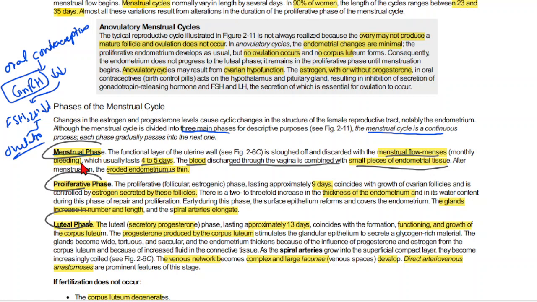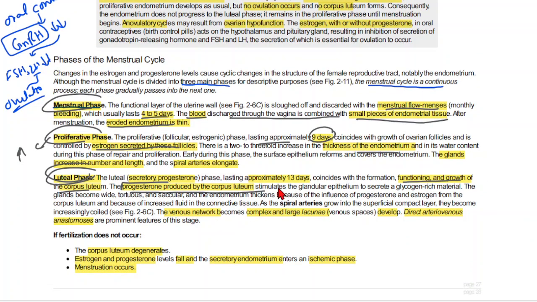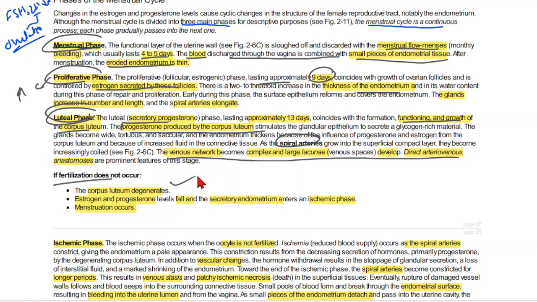Now the proliferative phase. Estrogen is secreted by the follicle at approximately 9 days, and the endometrium becomes thickened. The proliferative phase is the thickening of the endometrium. Luteal phase: function and growth of the corpus luteum. Progesterone produced by the corpus luteum maintains the functional endometrium. Spiral arteries also develop, with a venous network. These increase. If fertilization does not occur, what will happen? The corpus luteum decreases, estrogen and progesterone fall, and menstruation will occur.